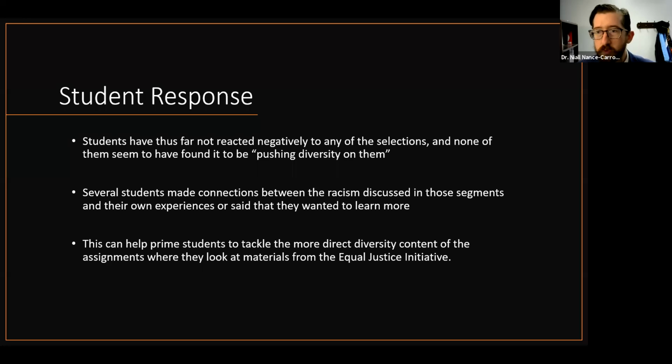And all of these were mainstream sources. So when I've used this in the past, I've had no pushback from students whatsoever, which has been quite nice since often discussions of racism lead to immediate pushback from a small number, but a very vocal group of students. And so these prime students to then tackle more direct diversity content. And so the next part that we're going to look at are some materials from the Equal Justice Initiative and the ways that I've used those in my classes.